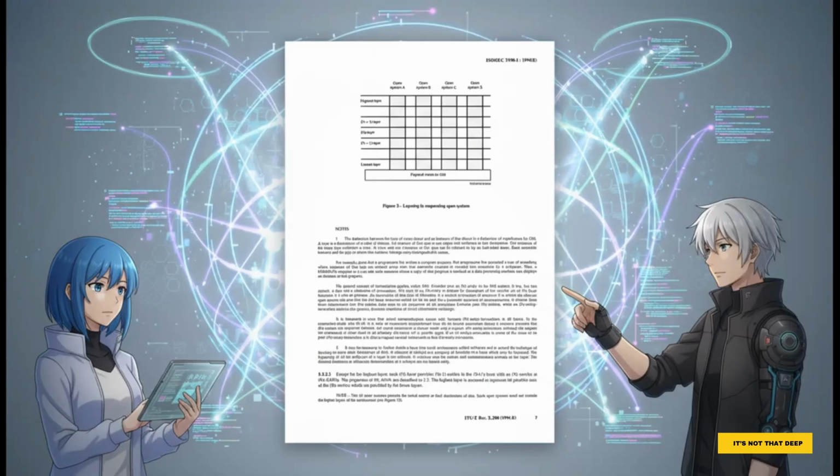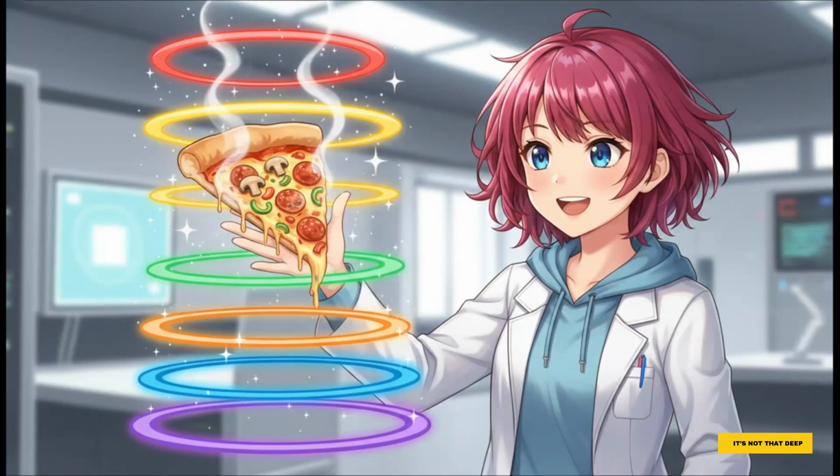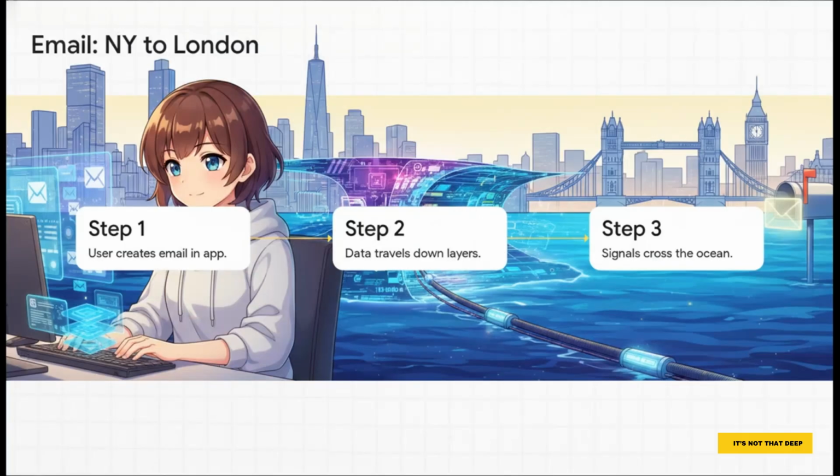This classic architecture shows exactly how peer entities sync up across these very specific functional layers. Need to memorize it fast? Just remember, please do not throw sausage pizza away from bottom to top. Let's see it in action.